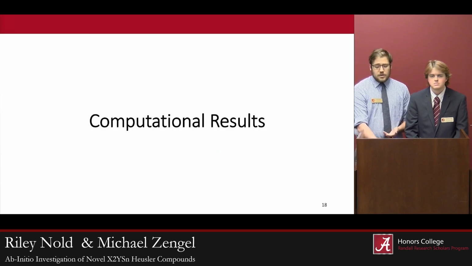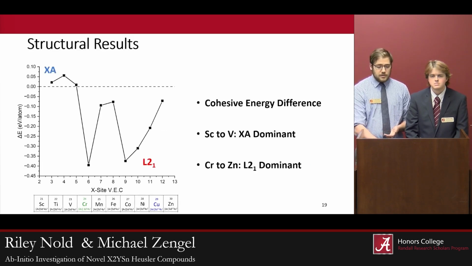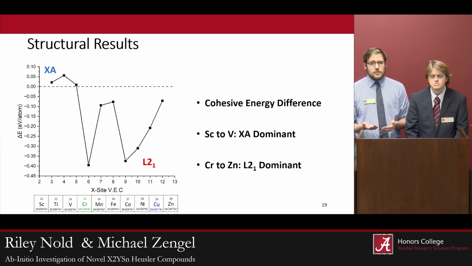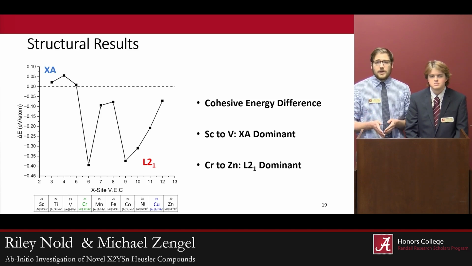As we go into some of the results of our research, let's start with some structural findings. So, as we vary the X element choice along the 3D period of the transition metals, we calculate what the difference is in cohesive energy for the two possible phases, the inverse and full Heusler, to see which one is more energetically favorable. We find that for scandium through vanadium, the XA phase is slightly favored, whereas from chromium onwards, the L21 full Heusler phase is the more favored phase. This shows that there's a clear phase transition that occurs around the vanadium to chromium region.